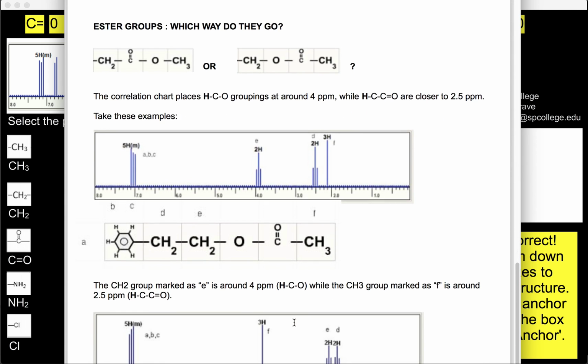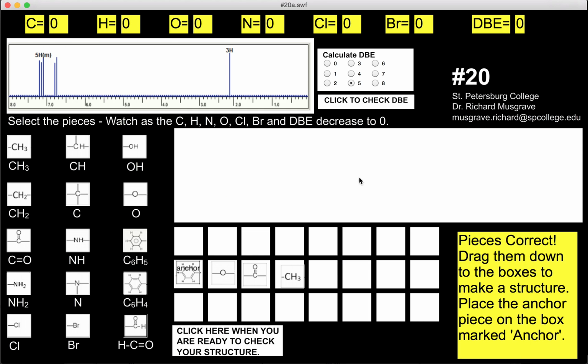The first thing we can look at is the observation that a CH2, for example, connected to an oxygen will be at 4.0 ppm, while a CH3, for example, connected to a C double bond O will appear between 2 and 2.5 ppm. The case here is that the CH3 is at 2.0 ppm, or a little bit after. That would indicate that it is indeed next to the C double bond O, which would make this the correct structure.